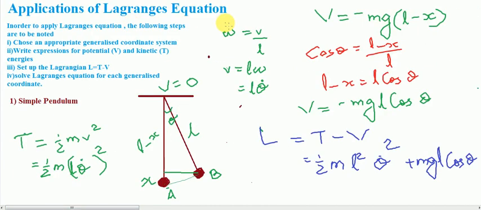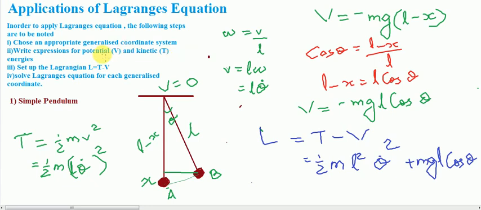Now back to the applications of Lagrange's equation. Before applying Lagrange's equation for deriving some physical situation, the following steps you have to take care of. The first one is that you have to choose an appropriate generalized coordinate of the system. Whatever the system we are dealing with, you have to consider the generalized coordinate for the system. For example, if you are considering a simple pendulum, the generalized coordinate is the angle theta.